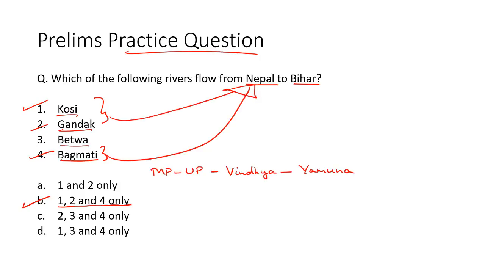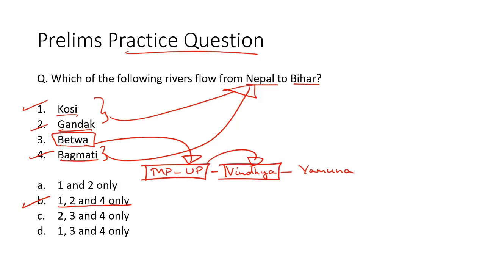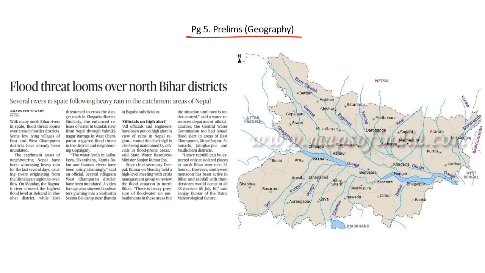Whereas the Betwa flows through Madhya Pradesh and Uttar Pradesh after taking birth in the Vindhya mountain ranges, and it later merges with the Yamuna, which in turn is a tributary of the Ganga. This question has been asked because according to this article on page number 5, Bihar is facing the threat of floods after the catchment areas of the Kosi river, Bagmati river and the Gandak river in Nepal received heavy rainfall.